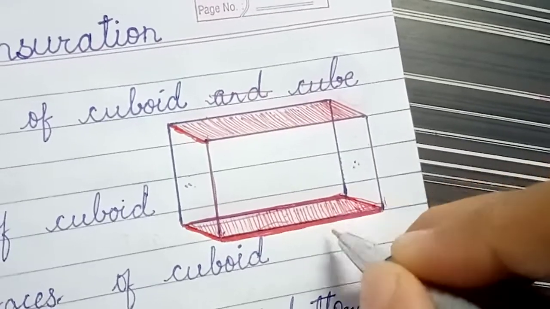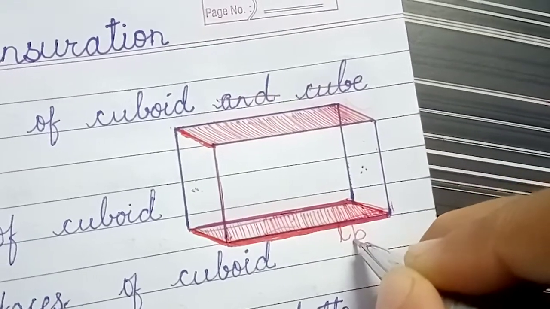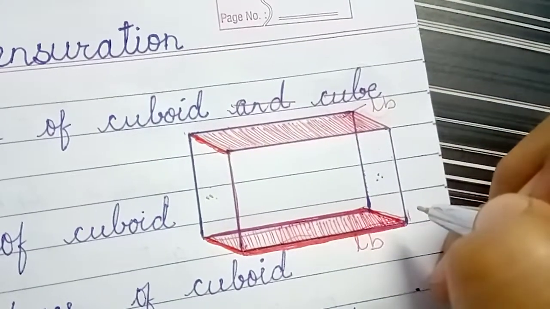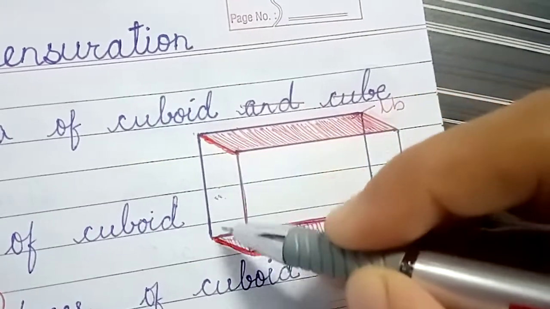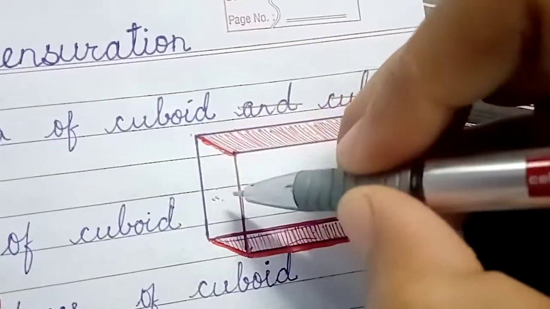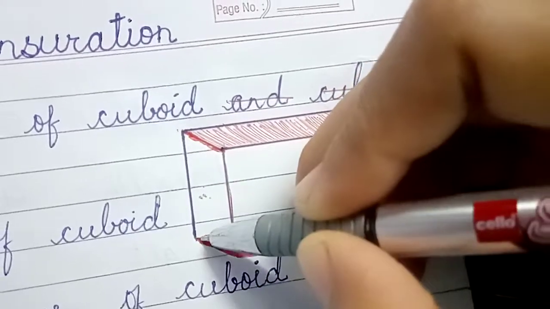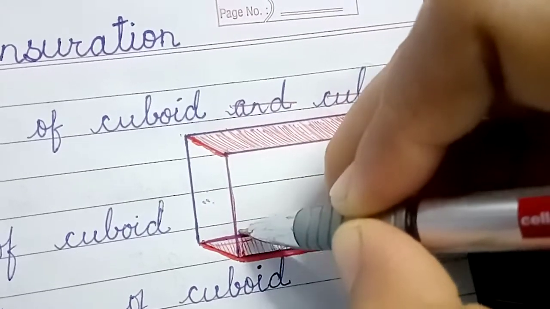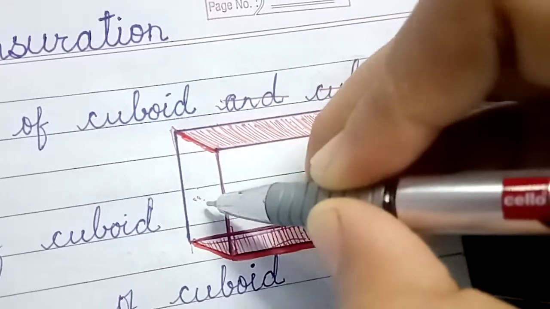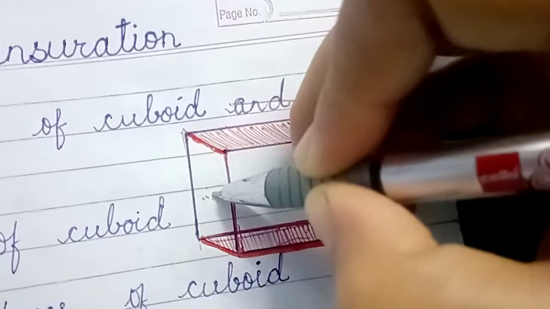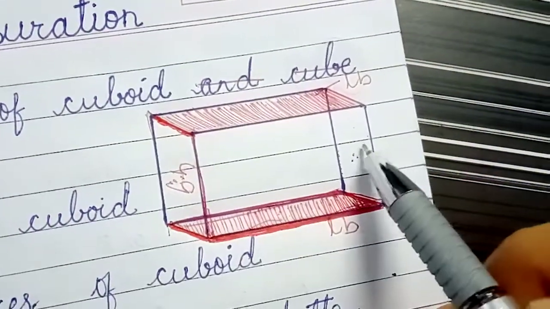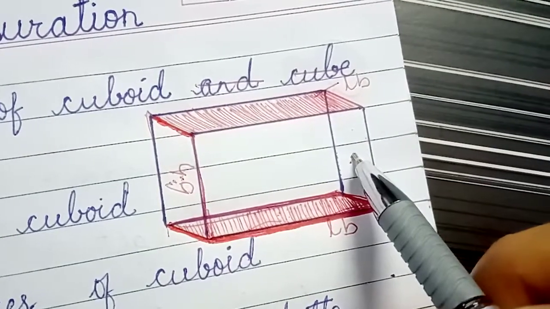So its area will be L into B, and top face is also L into B. Now come to this left face and right face. They are actually same. Now what is the area of this one? This is breadth and this is height. So what will be the area of this left face? BH. And same will be this side, this is also BH.